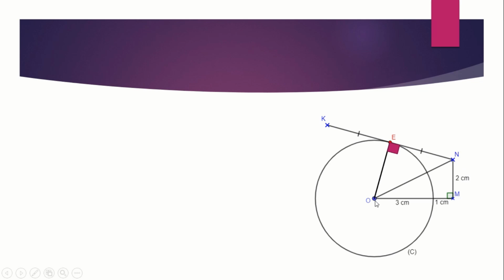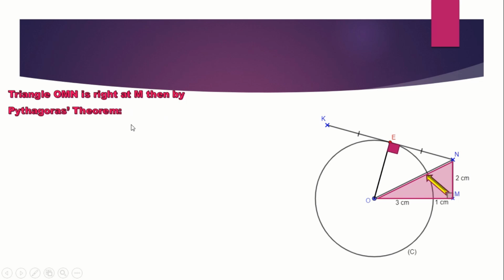If you note, we have it given OMN is a right triangle right angled at M. Well, in a right triangle, can't we apply Pythagoras Theorem? How to start by Pythagoras Theorem? Sure, we start by the hypotenuse, which is the line facing the right angle, which is ON here. So we start writing triangle OMN is right at M. Then by Pythagoras Theorem, we have ON squared, the hypotenuse squared, is equal to the sum of the other sides squared. So it's equal to OM squared plus MN squared.